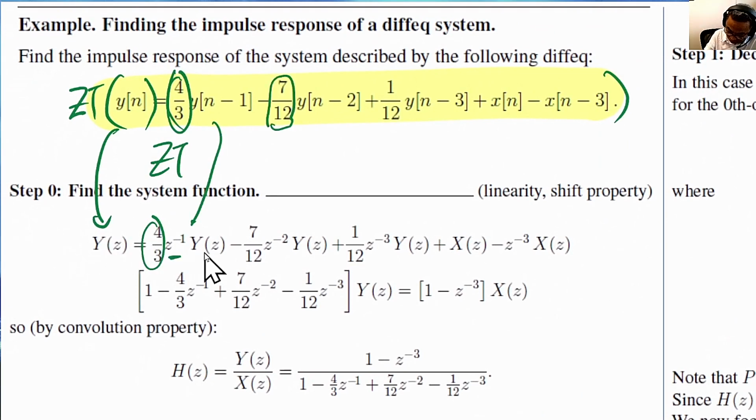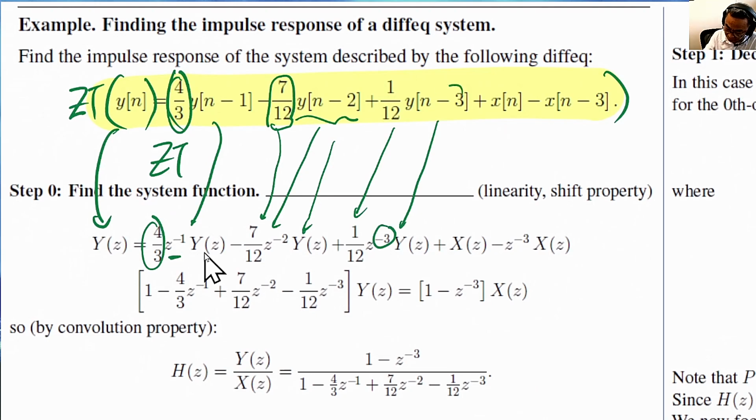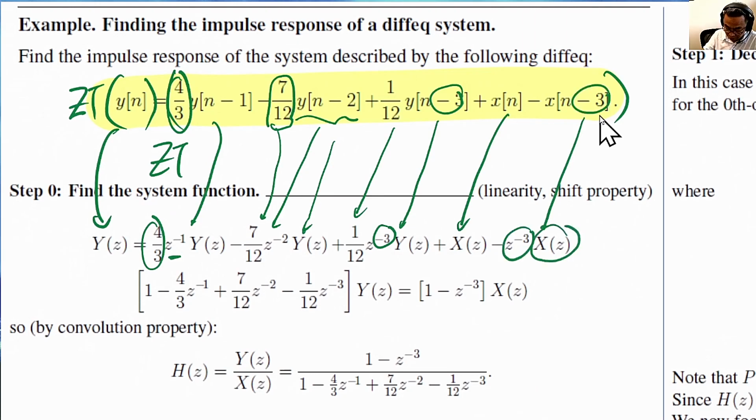This is again the same. This is y(n-2), therefore we get z^-2 Y(z), and so on and so forth. Similarly, for x(n), the z transform is X(z). Z transform of x(n-3) is z^-3 X(z). So we collect the Y(z) on one side and X(z) on the other side.